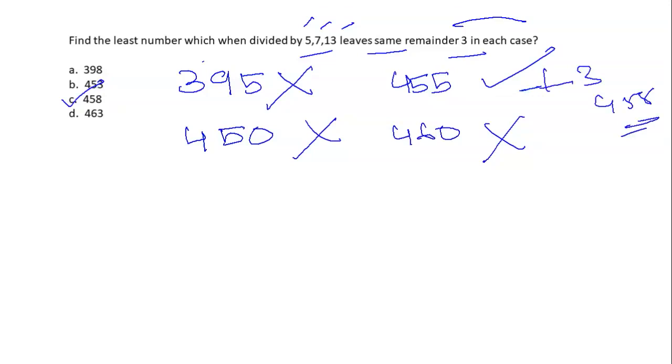So options you can eliminate. In this question it's easier than this, but not every question will be as easy as this. That's why I'm eliminating options. That will be the quickest method of finding the answer.